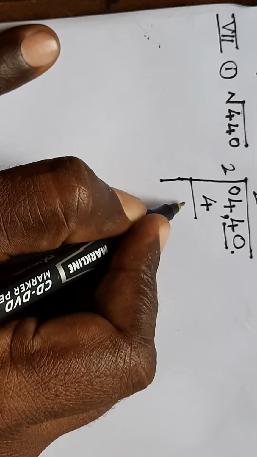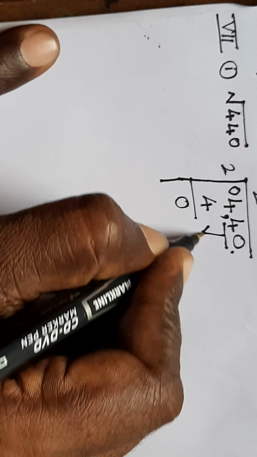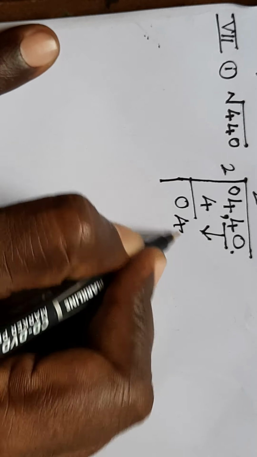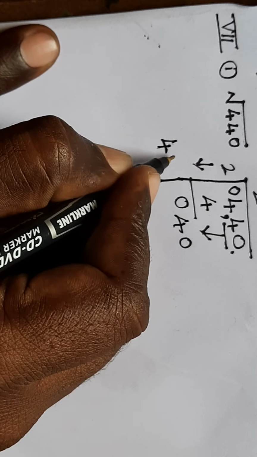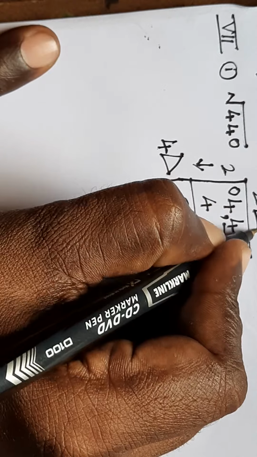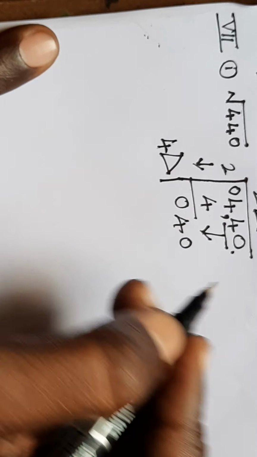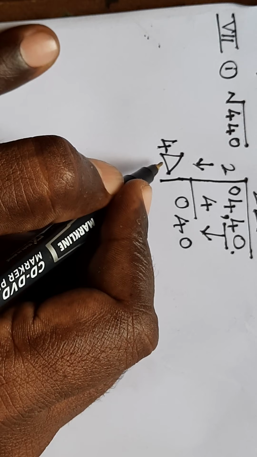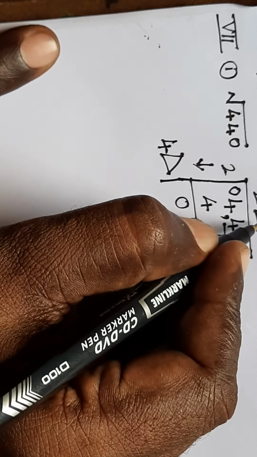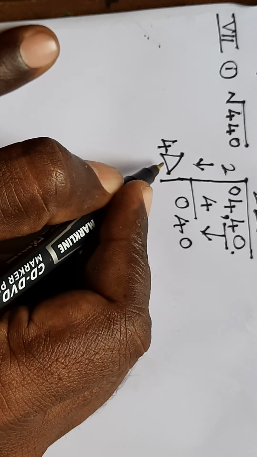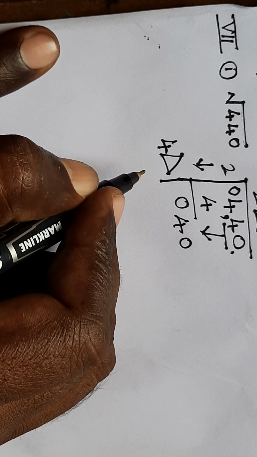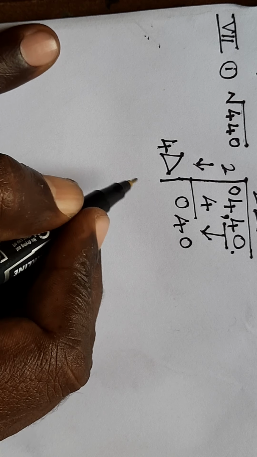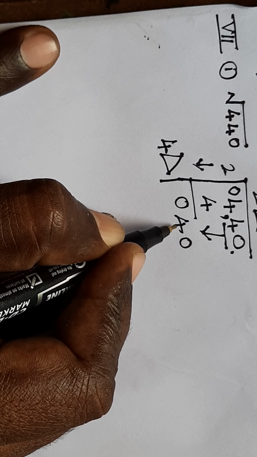Find the difference. 4 minus 4, 0. Bring down the next pair 40. Double the digit in the left side. 2 plus 2, 4, and then put 2 placeholders. In both the placeholders the same digit should come. Here the number is 40.